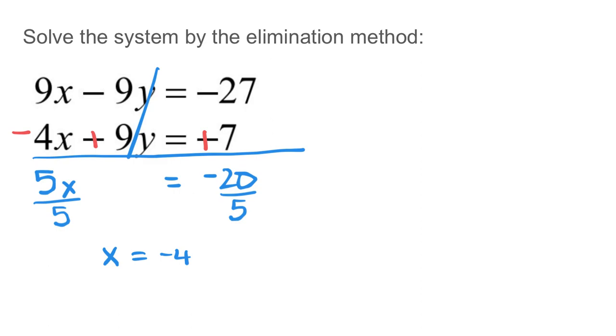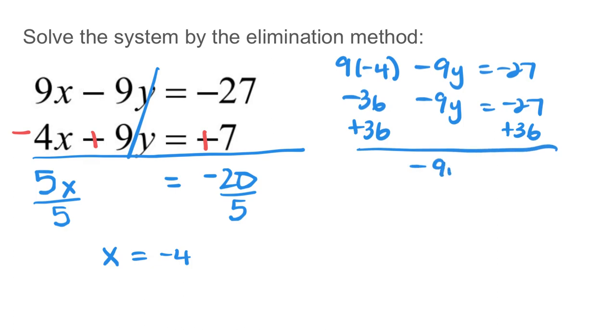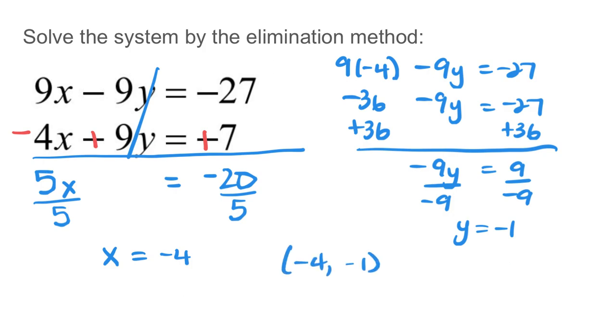I can then use that to plug into either one of my equations. I'm going to use it in my top equation, so negative 4 gets put in for x right here. So write that down, and then simplify. Get y by itself by adding 36 to both sides, leaving me with negative 9y equals positive 9, and I'm going to divide both sides by negative 9. And that leaves me with y is equal to negative 1, and this is my solution.